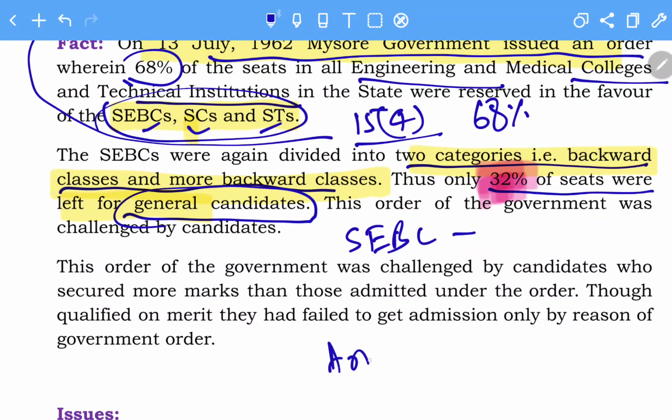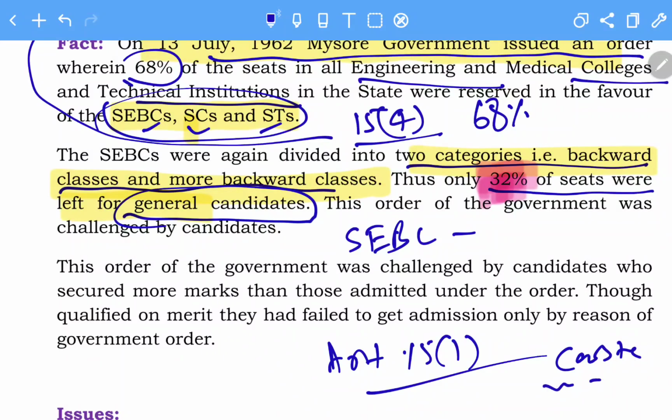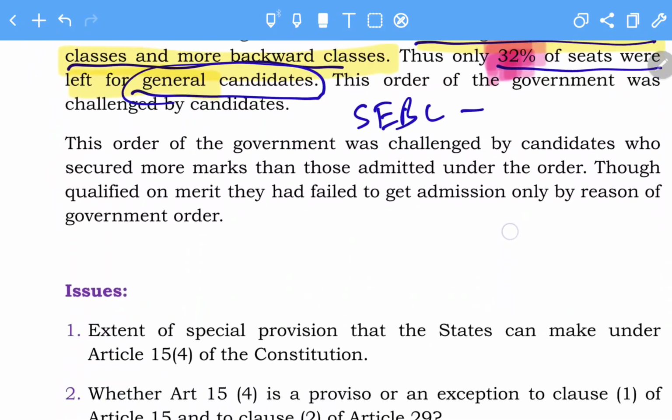Now Article 15 clause 1 says that discrimination can't be done on the basis of caste, religion and the like, as you know. So it is not possible to do discrimination based on caste and religion. Therefore, let's see what the major issues before the court in this case were.